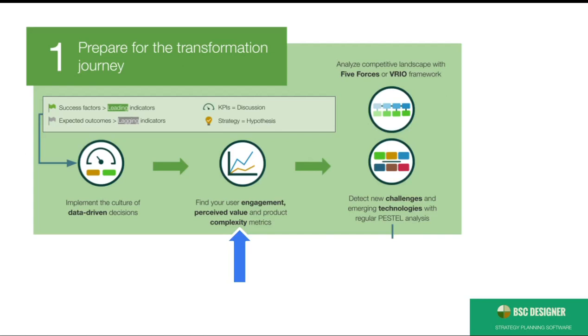Now, when your team is equipped with a basic understanding of performance measurement, it's time to find three important metrics: user engagement, product or service complexity, and perceived value. All three will help us answer a simple question: do the digital transformation efforts lead us in the right direction or not? The user engagement is the simplest metric.